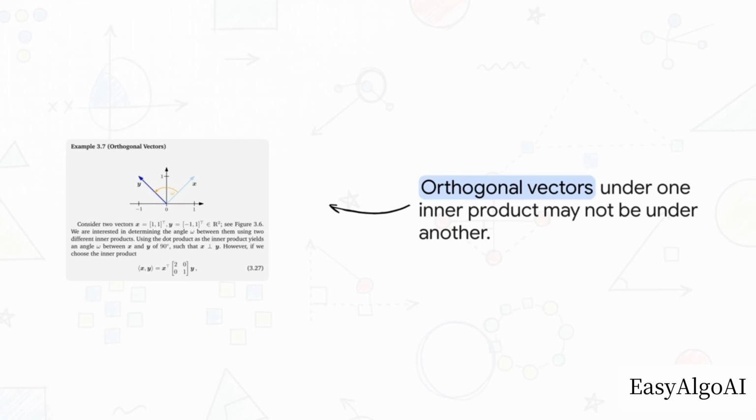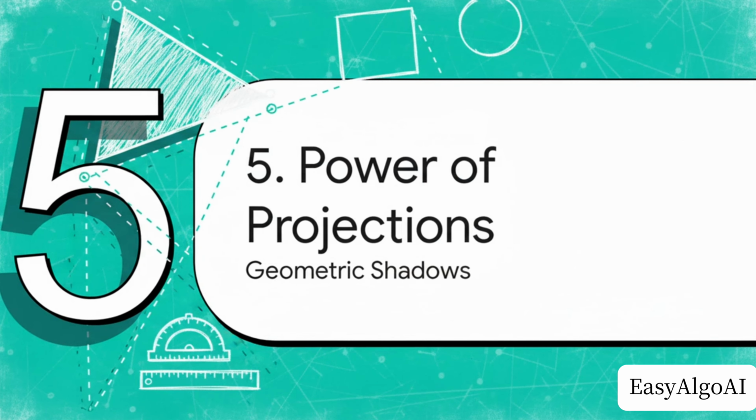By simply tweaking how the algorithm defines similarity, you can force it to see two previously unrelated orthogonal things as suddenly highly correlated. You're completely warping the shape of the space those data points live in, without altering a single number in the original dataset. Wild, right? And that brings us to our final section, Part 5, the power of projections.